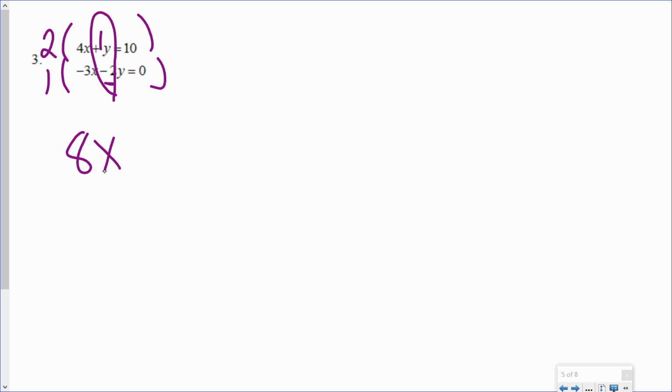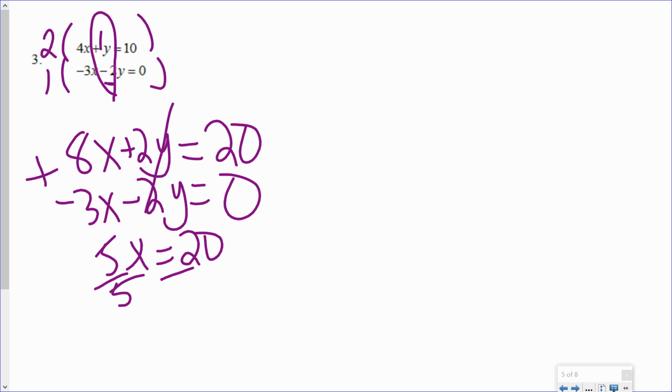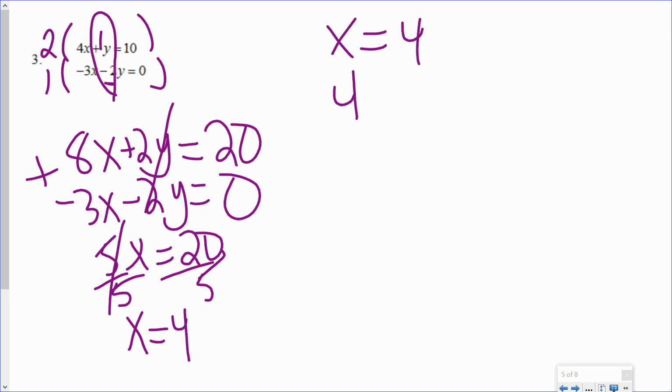I multiply the top through. 8x plus 2y equals 20. The bottom, negative 3x minus 2y equals 0. Add them together. Y's cancel. 5x equals 20. Divide by 5. X equals 4. Now that I have x equals 4, I'm going to substitute that into one of the originals.